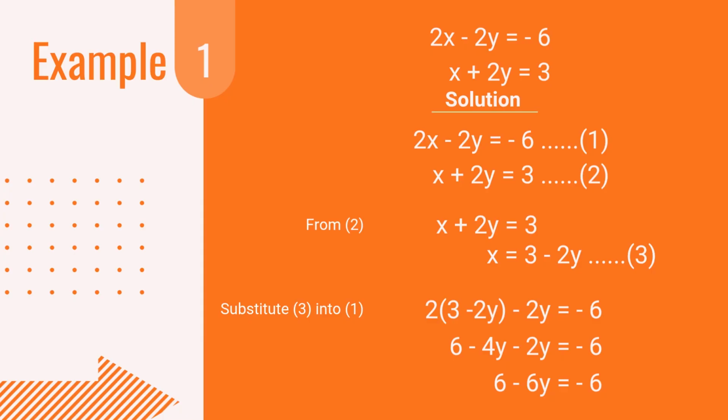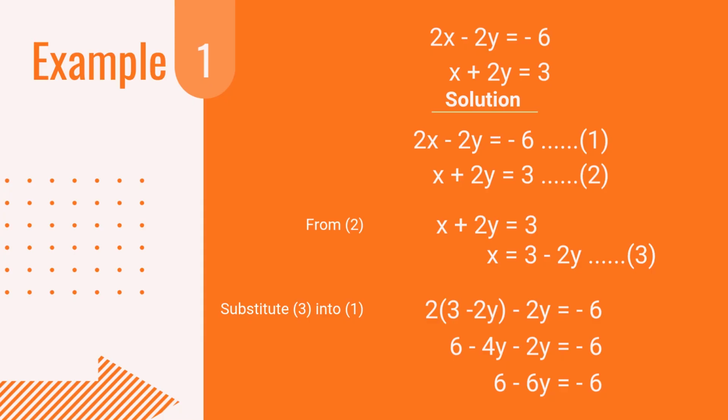Moving forward, the next step is to look at your equations and pick the easiest one. Which one of the equations is looking simpler? We can see that equation 2 is looking simpler because x is standing alone here. So we simply just say, from equation 2, which is x plus 2y equals 3, make x subject of the formula, which is by taking 2y to the right-hand side of the equation, which gives us x equals 3 minus 2y.